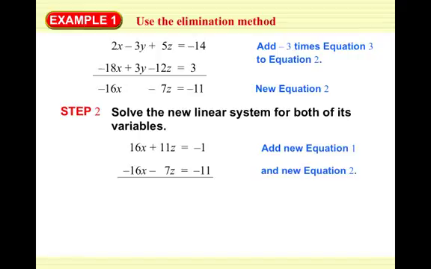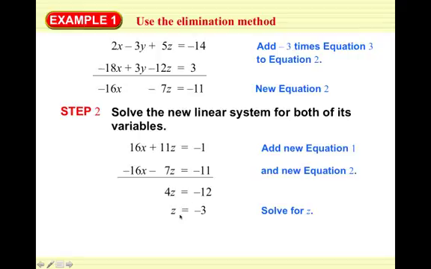I look, and if we just add them together right now, the x's will eliminate. Okay, 16x minus 16x zeroes out, which is what we wanted, so that's great. So we get 4z equals negative 12. So now we can solve for z super easy. We just divide both sides by 4 and we get z equals negative 3.